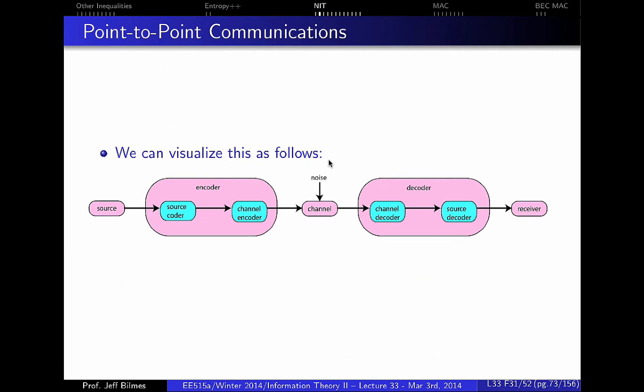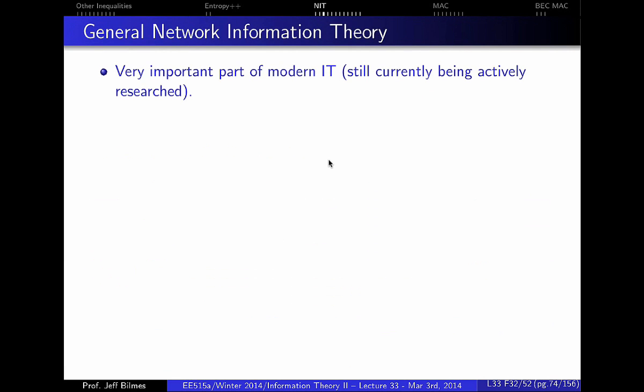And here's our model. And you can think of this as a very simple network, right? It's a very simple network that's from point to point. So here's one point here, and there's another point over there, and we just communicate from point to point. Very simple network communication. General network information theory is much more apropos to modern networks, where we've got multiple simultaneous senders and receivers that are simultaneously trying to communicate to each other.